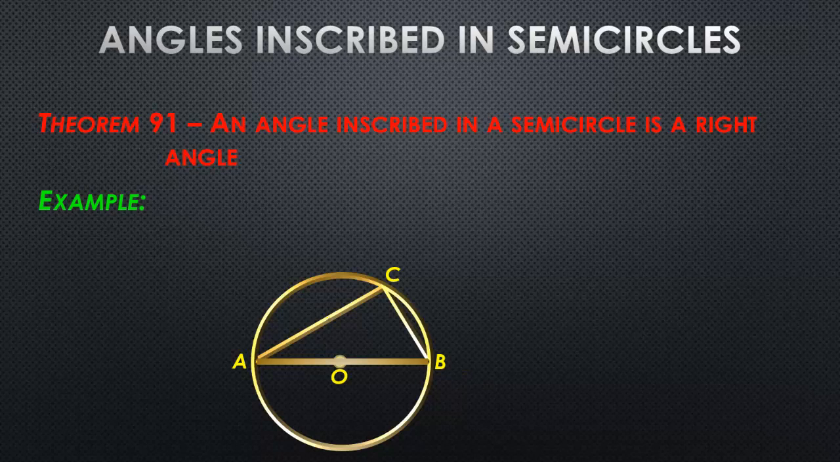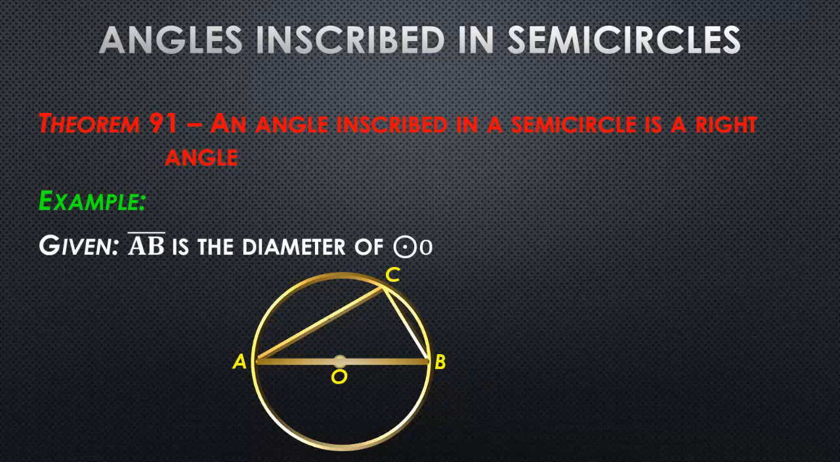Something a little neat. So in this example, given that AB is the diameter of circle O, remember that if it's the diameter, it means that it cuts a circle in half, making two semicircles. Then we would know that ACB is a right angle. Okay?